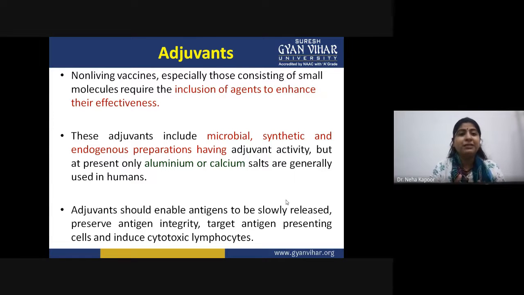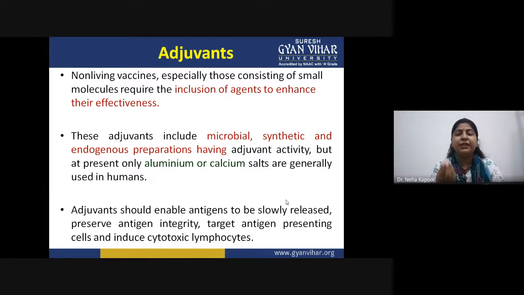These adjuvants can be of microbial origin, they can be synthetic, they can be endogenous preparations having different activities, but in the current scenario, the most common adjuvants that we are using are aluminium or calcium salts that we regularly use in the vaccines prepared for humans.